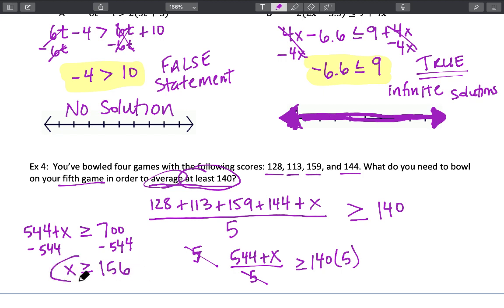156. All right, if you think you can bowl more than a 156, come talk to me, because I'm the bowling coach, and we'll sign you up for Zealand Bowling.